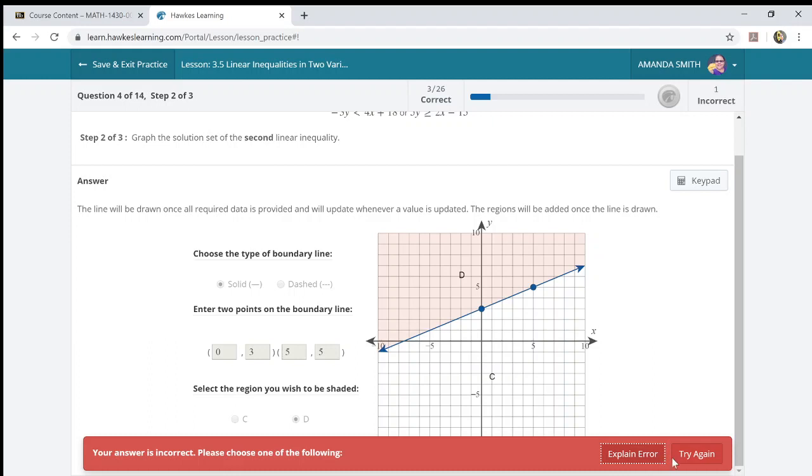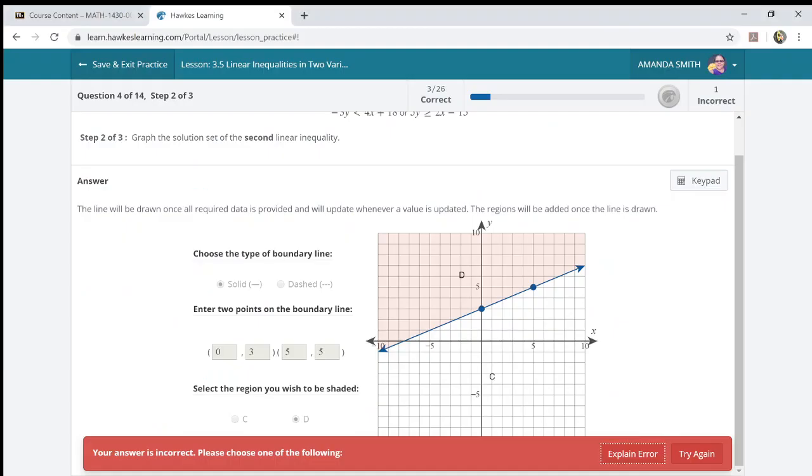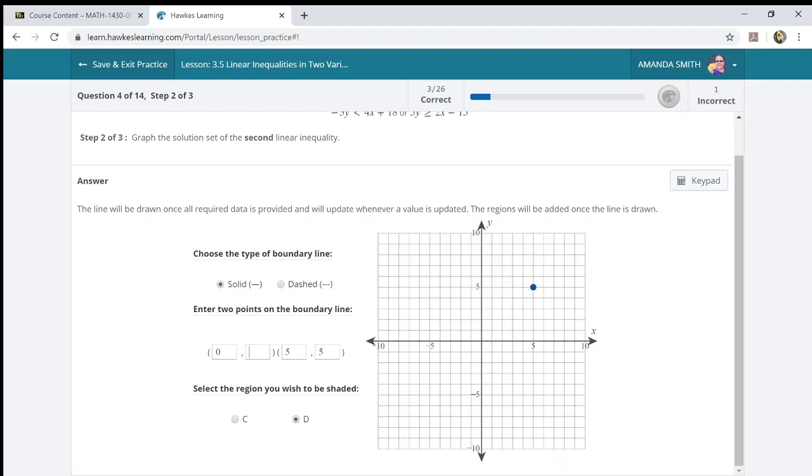Oh no! Well, let's try again. 0, 3, and we said the slope was 2/5. Oh, the intercept should be negative 3. See right here? My negative sign is terrible, but it is right there. So let me run back real quick to my graph. So I need to try this again. This needs to be 0, negative 3.